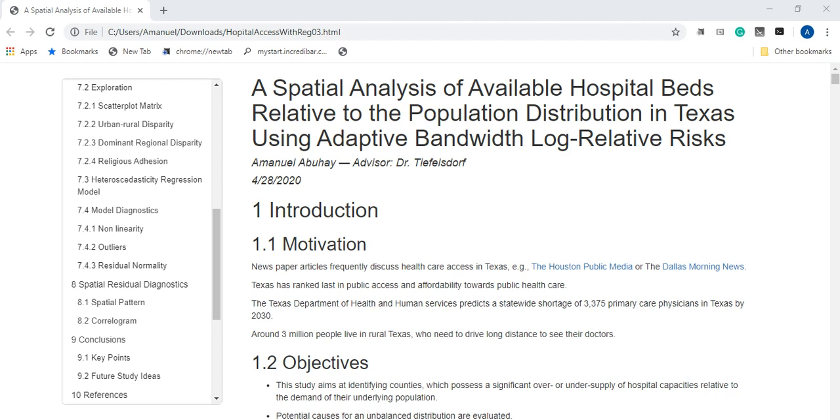My topic is a spatial analysis of available hospital beds relative to the population distribution in Texas using adaptive bandwidth log relative risks. My advisor is Dr. Michael Tiflis-Groff, and I would like to thank Dr. Tiflis-Groff for his great support and advice in achieving this project.